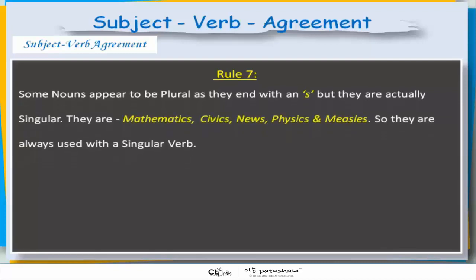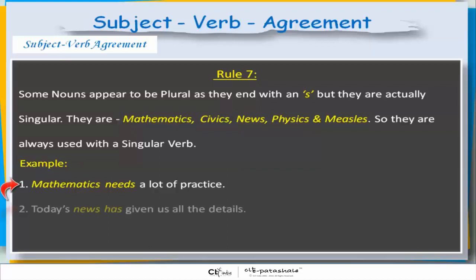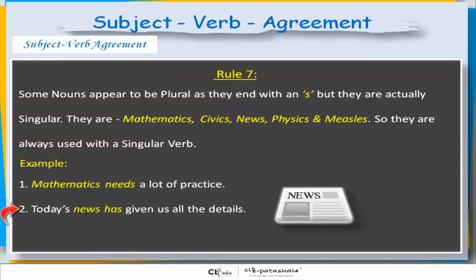Rule 7 says some nouns appear to be plural as they end with an S, but they are actually singular. Some examples are mathematics, civics, news, physics, and measles. So they are always used with a singular verb. For example, mathematics needs a lot of practice. Today's news has given all the details.